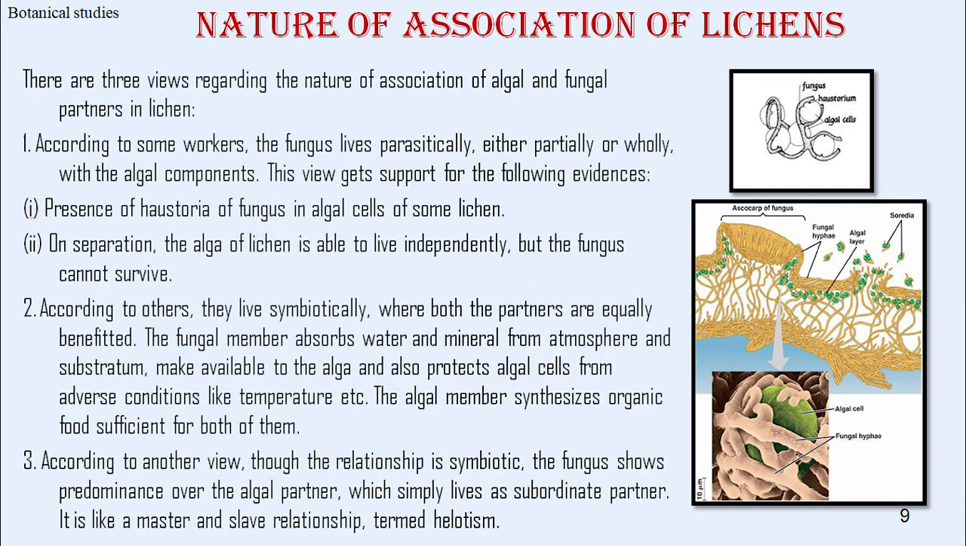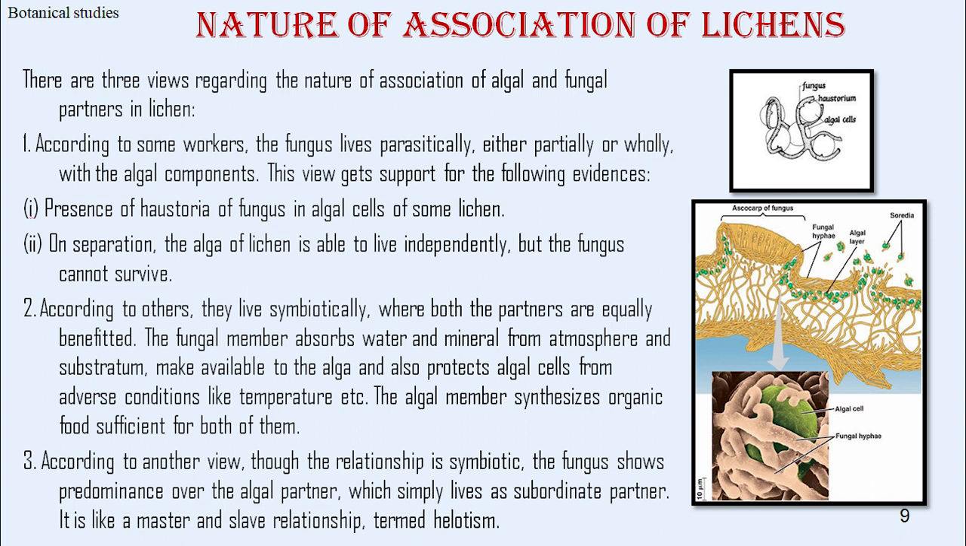There are three different views regarding the nature of association of algal and fungal partners in lichen. According to some workers, the fungus lives parasitically, either partially or wholly, on the algal components. This view gets support from the following evidence: presence of haustoria of fungus in algal cells of some lichens. On separation, the alga of lichen is able to live independently, but the fungus cannot survive.